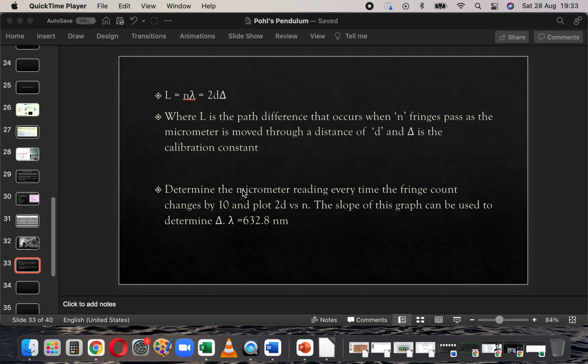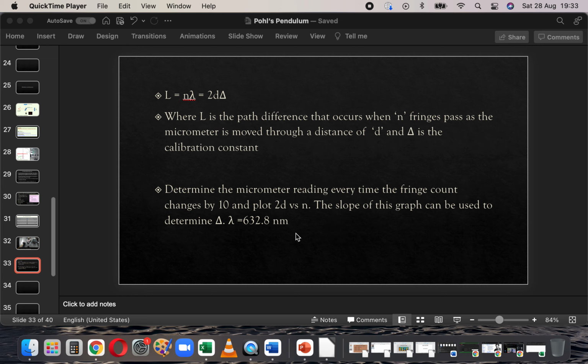But because the stage has got a calibration constant, the new equation now is n lambda is equal to 2d delta. So that delta is what you need to find. So you need to determine the micrometer reading every time the fringe count changes by 10. Find the micrometer reading for a change in fringe count of 10, and then plot 2d versus n. Now the slope of that graph will be used to determine your calibration constant. Lambda is 632.8 nanometers that we are going to use. So that's how the measurement is done.